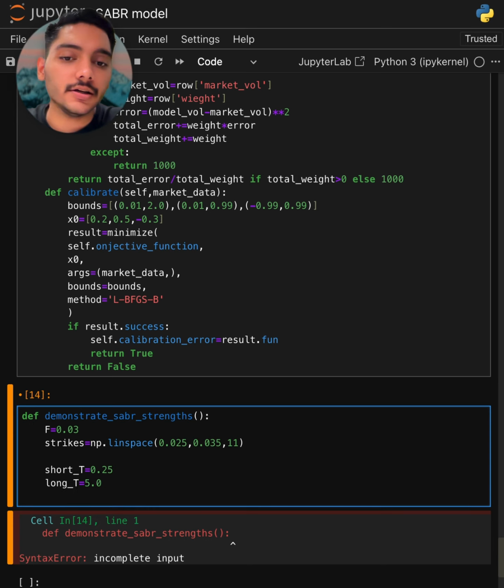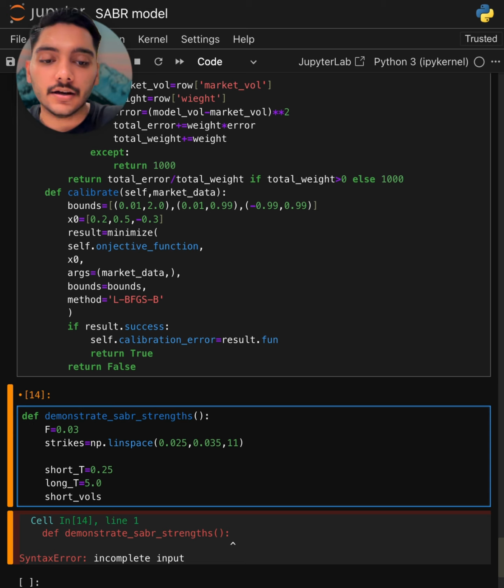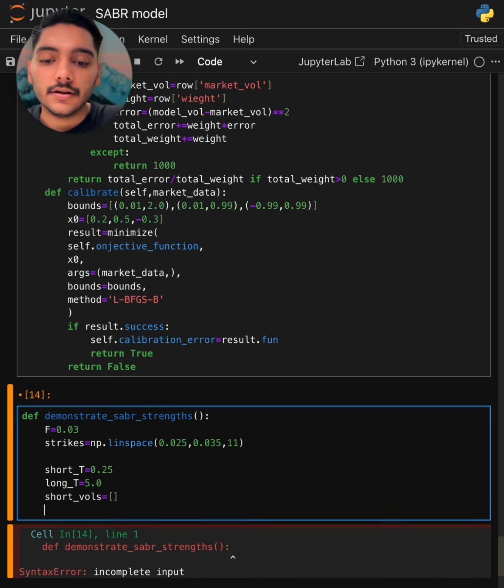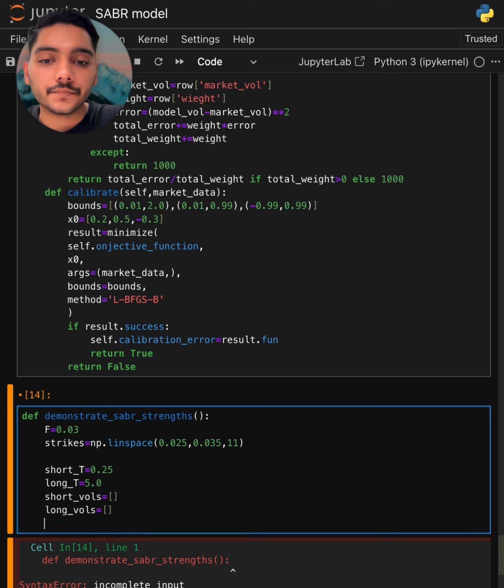So let's do that, and let's store the short volatilities and let's store the long volatilities. So I have already defined this for k in strikes, so let me copy the code which I have already written. I won't waste time; I will explain what the plot means when the plot is made.